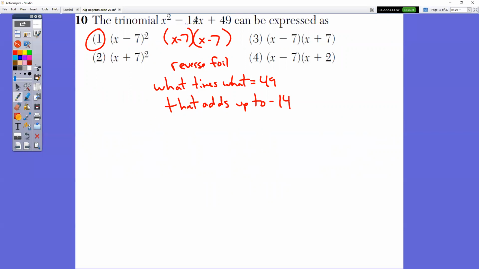In question number 10, the trinomial x squared minus 14x plus 49 can be expressed as which one? So you could do reverse FOIL to this. What times what is 49 that adds up to -14? Or you could just do FOIL to all 4 choices and see which one matches the original problem. Either way, you're going to get the same answer. It's x minus 7 times x minus 7, or x minus 7 squared, which is choice 1.